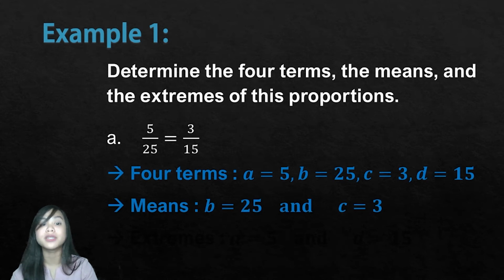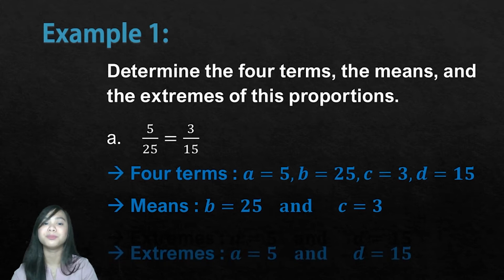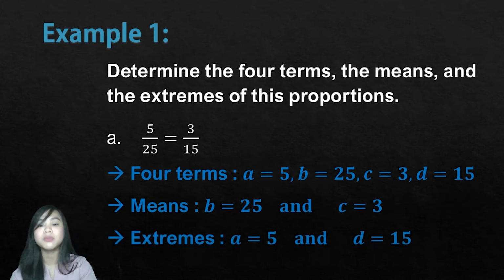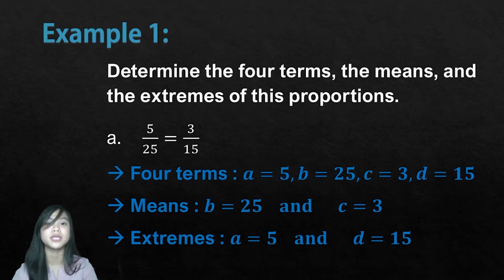Let's get first the means. The means are the second and the third term. So we have the second term, which is B, equals 25, and C equals 3. And lastly, the extremes are the first and fourth term, which is A equals 5 and D equals 15. So those are the four terms, means, and extremes of the given proportion in letter A.